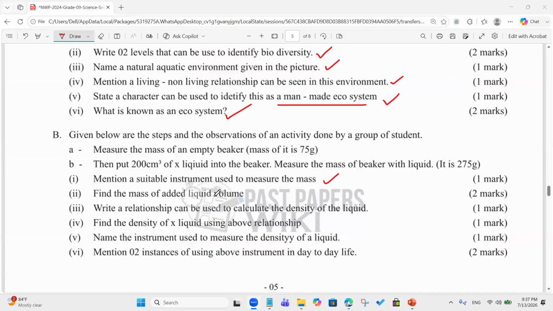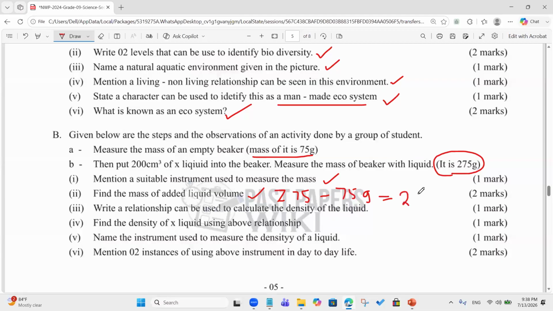So 1 mark. Find the mass of the added liquid. How much is the mass of the liquid? 275 is the mass of the beaker with liquid, and the mass of the beaker is 75. So you can find the liquid mass: 275 minus 75 grams. What's the answer? 200 grams. Yes, it is 200 grams.